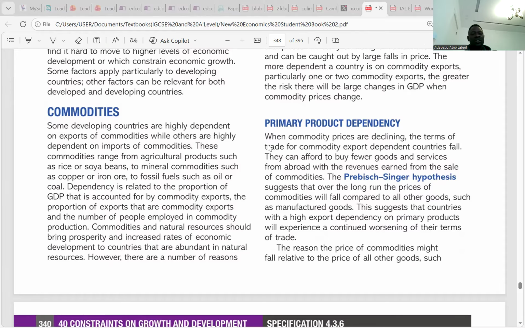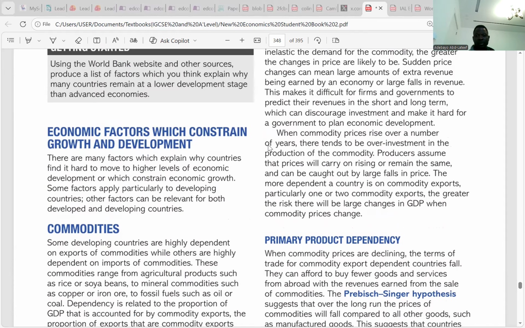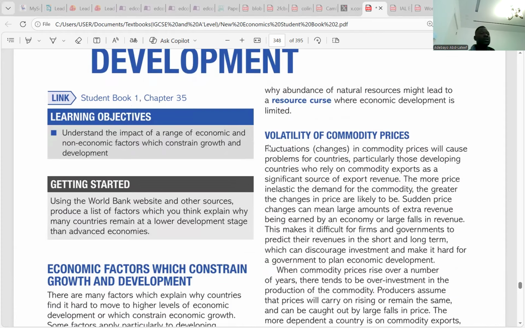Commodities and natural resources should bring prosperity and increased rates of economic development to countries that are abundant in natural resources. However, there are a number of reasons why abundance of natural resources might lead to a resource curse. That is where we're going. A resource curse is when economic development is limited.